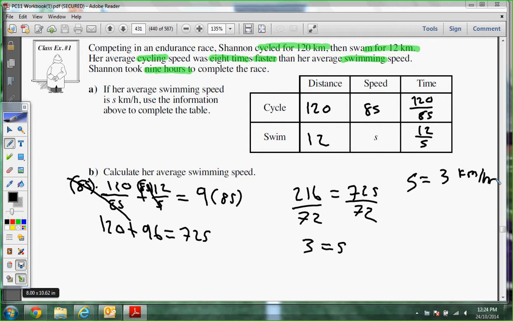Okay, so everybody get that? So 3 kilometers an hour is how fast she swam. So how fast was she cycling then? Times it by 8, yeah, 24. Just times that answer by 8 to figure out how fast she's cycling. Okay, so it doesn't ask for that, but just so you understand, 24 kilometers an hour is her cycling speed. Okay?